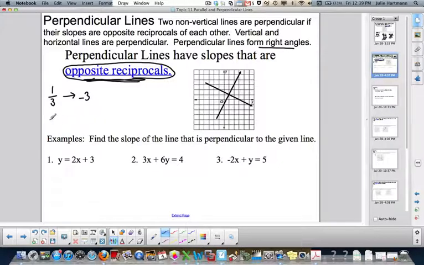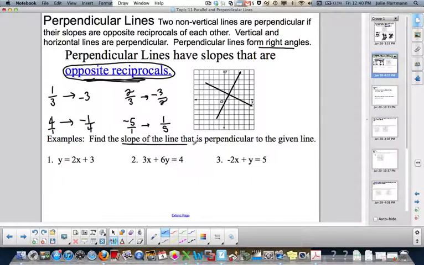If you have something like 4, think about it, that would be 4/1, so when you flip it, it'd be 1/4. Opposite means make it negative, so it becomes negative 1/4. If you have a fraction like 2/3, when you flip it, it becomes 3/2, and opposite means make it negative. Alright, one more. If you have a negative 5, remember that's negative 5/1, so it becomes a positive 1/5. That's what opposite reciprocals are.